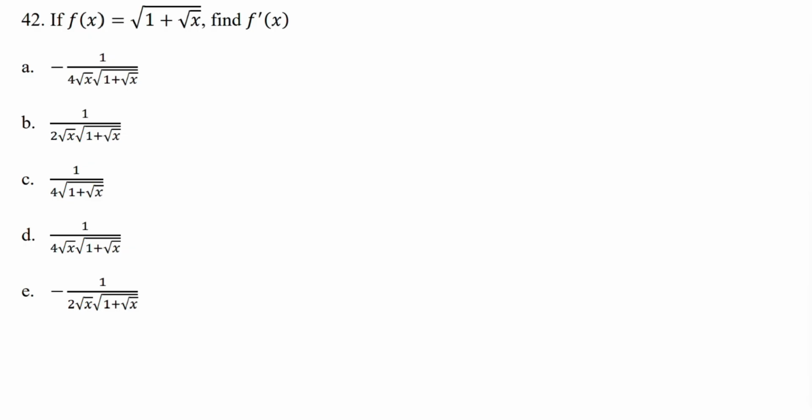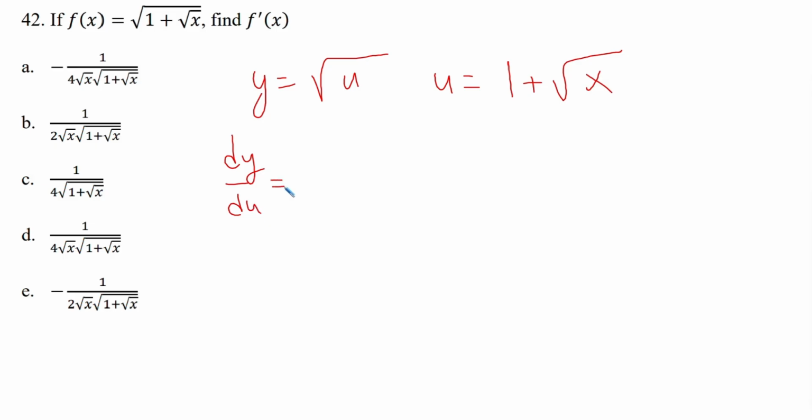For number 42, we've got a square root function, right? We have y is equal to the square root of u, where u is equal to 1 plus root x. So we'll use the chain rule here. So dy/du should be equal to 1 over 2 root u, and du/dx should just be equal to 1 over 2 root x.